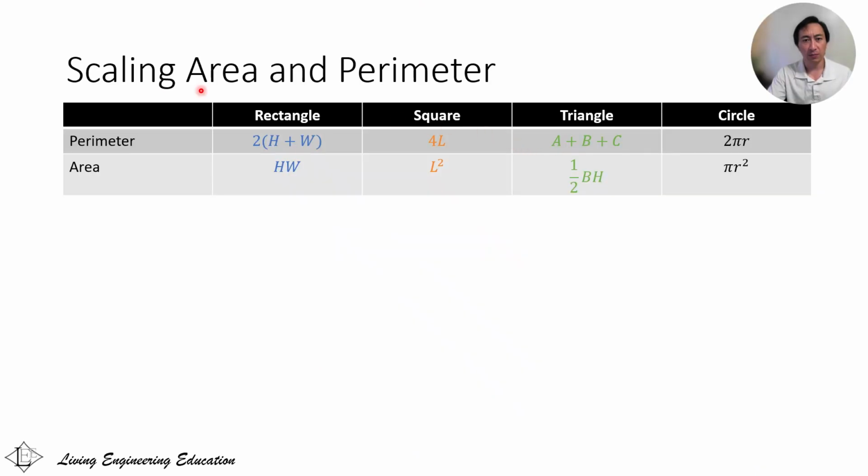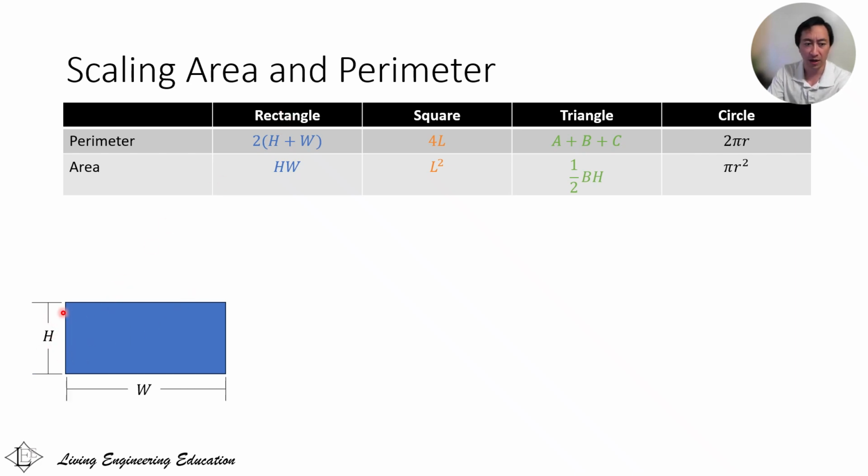So first we can think about area and perimeter. For 2D objects, we can look at a rectangle, a square, a triangle, and a circle. We have our perimeters and areas already defined. So let's think about this from a scaling perspective. First, let's look at the rectangle.